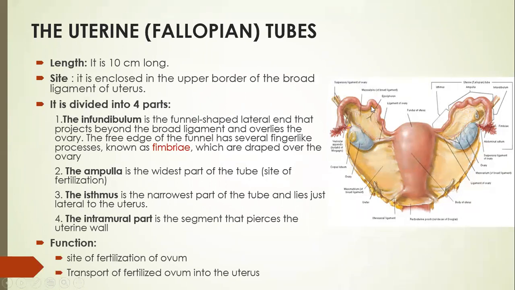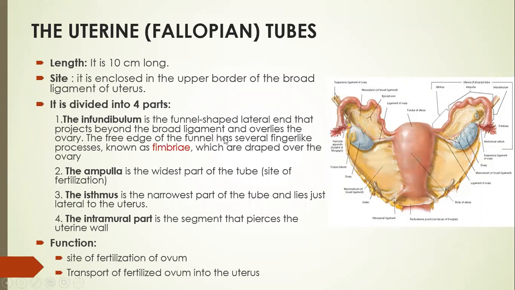It is divided into four parts. The first part is called the infundibulum, from the lateral to the medial side. You can see here, this is the infundibulum. Then we have the ampulla. Then we have the narrow part called the isthmus. Then we have a part which is embedded within the wall of the uterus, called the intramural part. Coming to the infundibulum, it looks like a funnel-shaped lateral end that projects beyond the broad ligament and overlies the ovary.